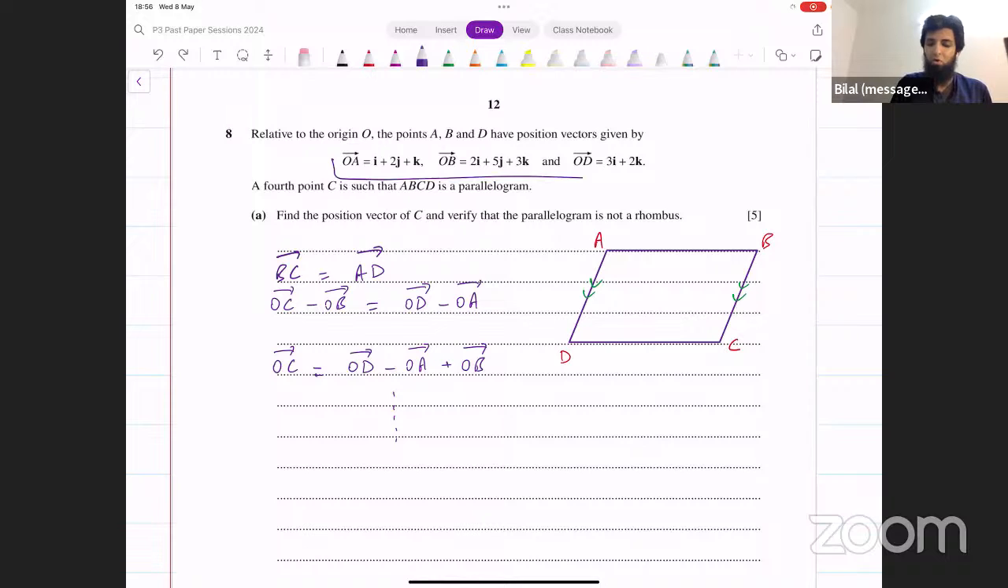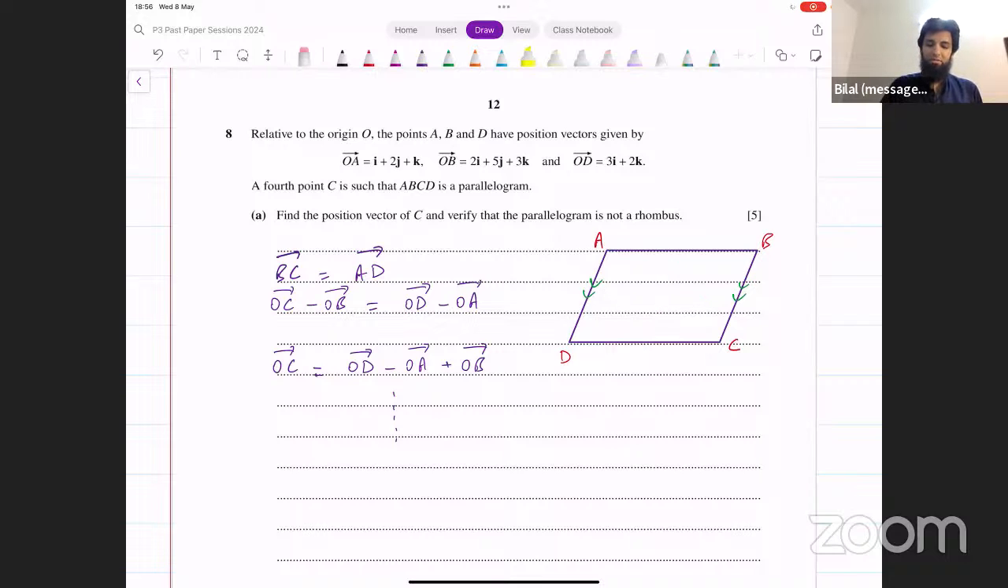You've got all of them, OB, OC, OB, OA, and OD. Okay, you can do that. And then you have to verify that the parallelogram is not a rhombus. What's the difference between a parallelogram and a rhombus? A rhombus is a specific kind of parallelogram that has all sides equal. If all sides are not equal, then it's not a rhombus. In a parallelogram, opposite sides are equal, but not all sides.